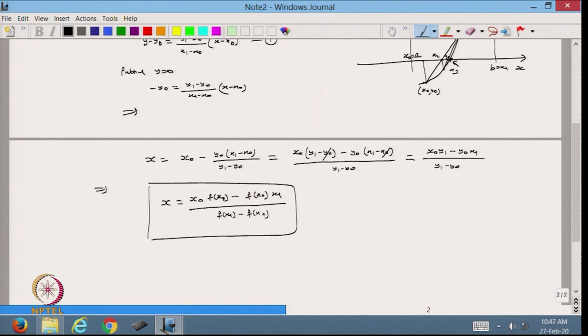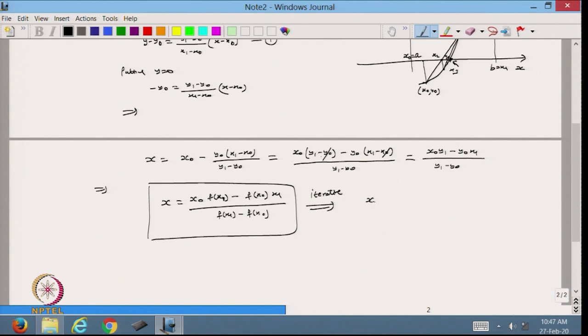It means in this case I need two initial approximations, like in the bisection method. But in the fixed point iteration I need only one approximation to start the process, while here I need two, x naught and x 1. Based on these, this method can be written as an iterative process.